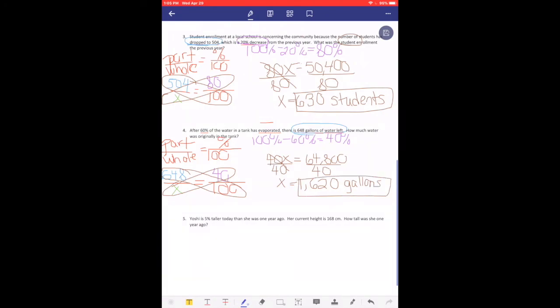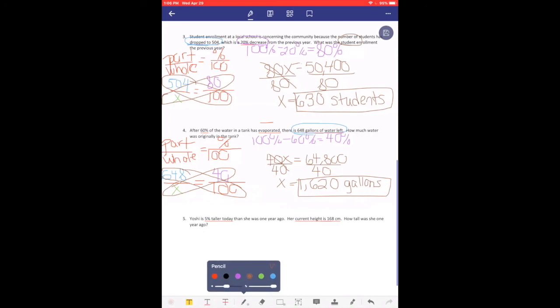Question 5. Yoshi is 5% taller today than she was 1 year ago. Her current height is 168 centimeters. How tall was she 1 year ago? So in this question, I'm going to underline 5% taller today and current height is 168. How tall was she 1 year ago?